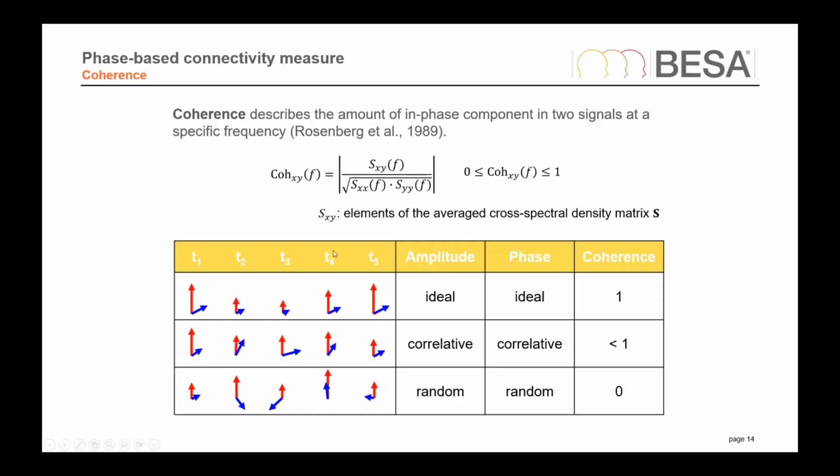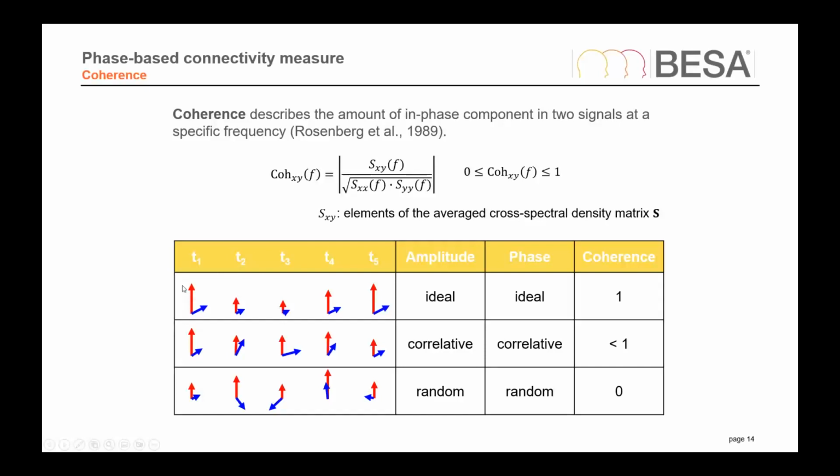We have the cross-spectral density matrix, SXY. So X and Y are the two different channels that we want to analyze. And it is normalized such that the final measure is somewhere between 0 and 1, or could even be 0 and 1. Not at the same time, I suppose. Yeah, and let's have a look at how that works.